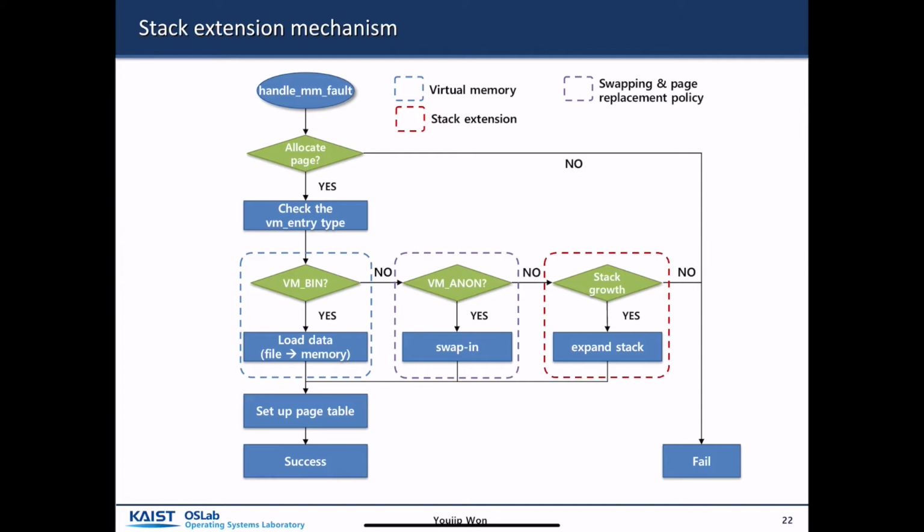So this is the page fault function, and we need to allocate the page. And when we allocate the page, we have to check the VM entry type. If it's a binary file, then it loads the data from the file to memory. And if it's anonymous, then it brings the page in from the swap space. And if it is a stack, then we have to expand the stack.